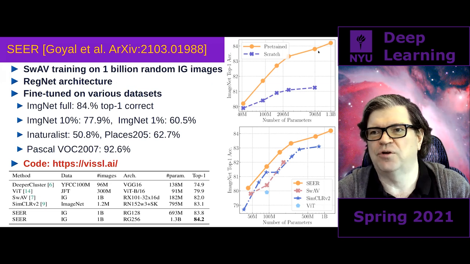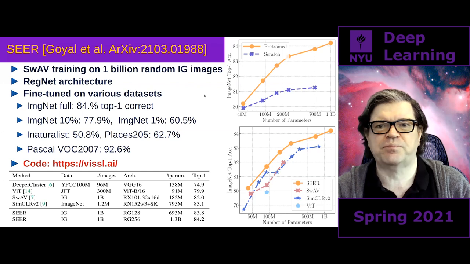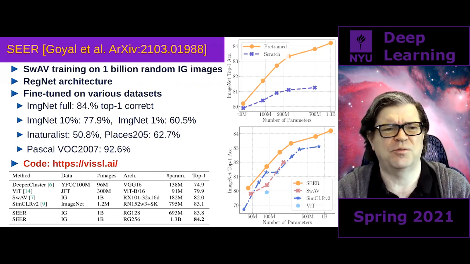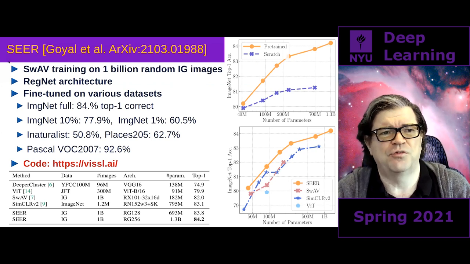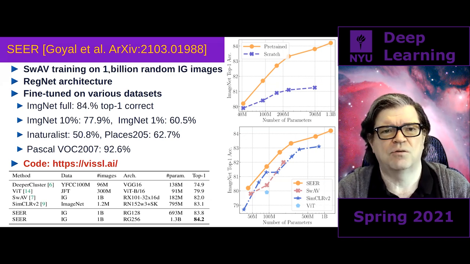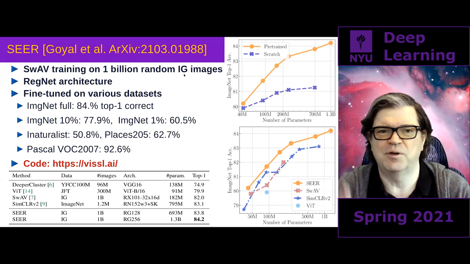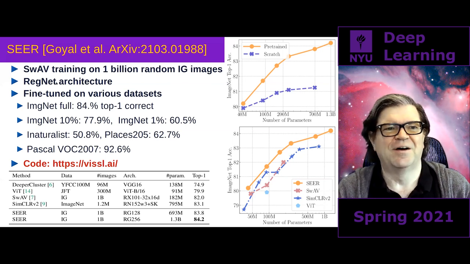Here's another example. Again, this was the topic of a blog post last week, Wednesday morning or something. It's a system called SEER, and it's basically a large-scale application of SwAV. So you take 1 billion images randomly selected from Instagram, okay? This is really random, right? You just watch Instagram for a few hours, and you get a billion samples, all right?